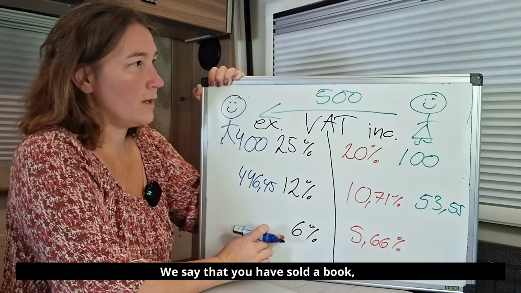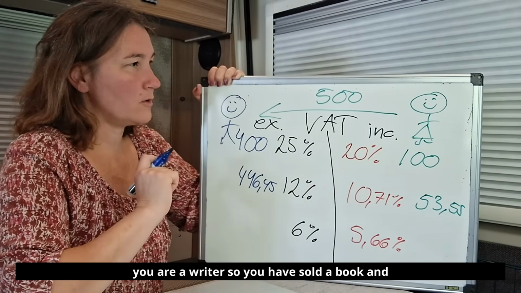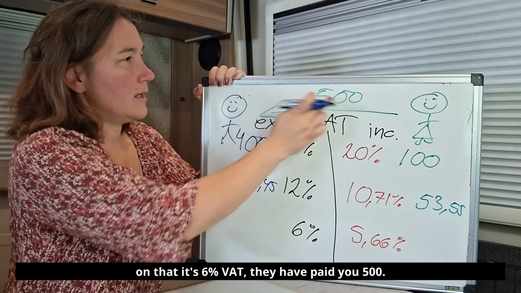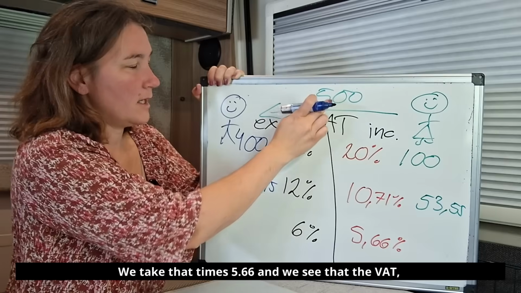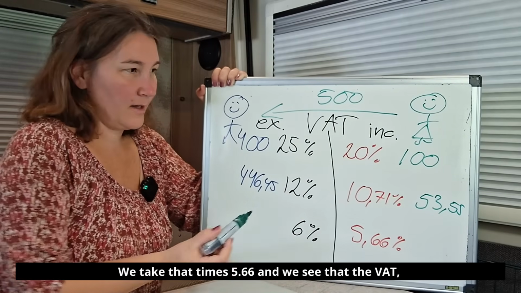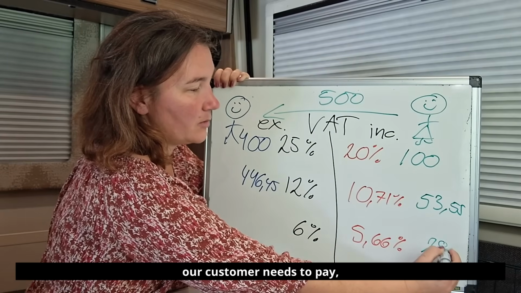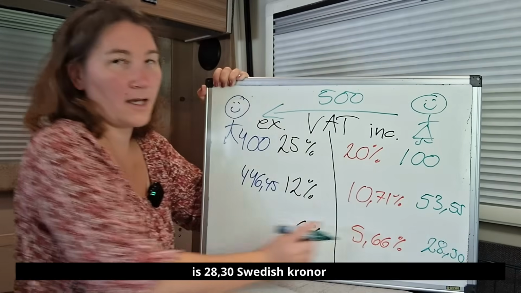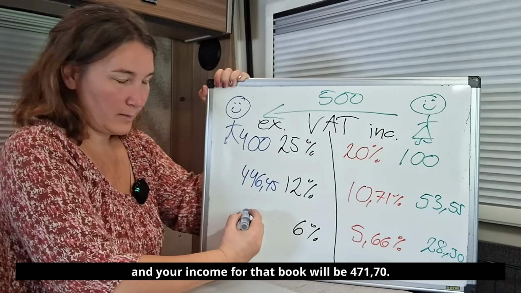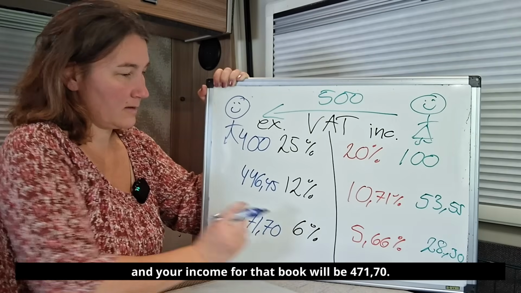We say that you have sold a book. You are a writer, so you have sold a book, and on that it's 6% VAT. They have paid you 500. We take that times 5.66%, and we see that the VAT that our customer needs to pay is 28.30 Swedish kronor, and your income for that book will be 471.70.